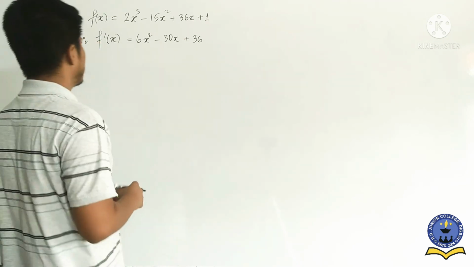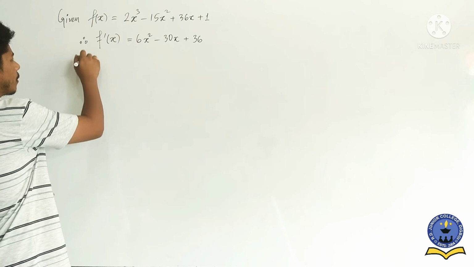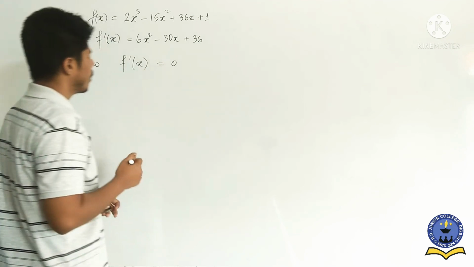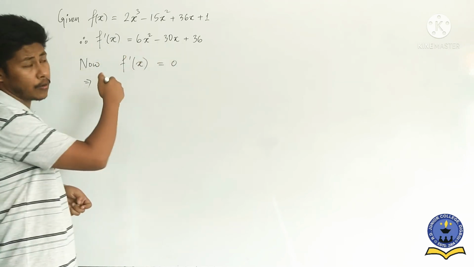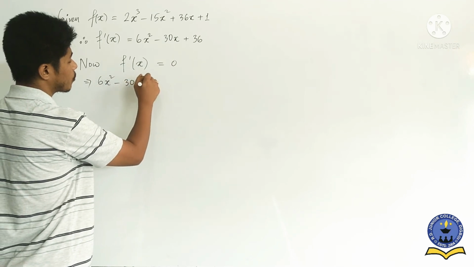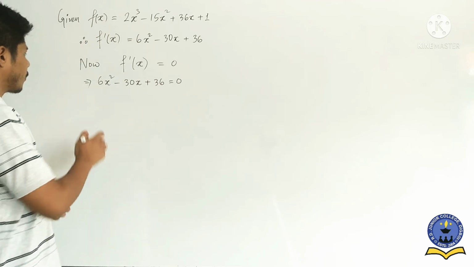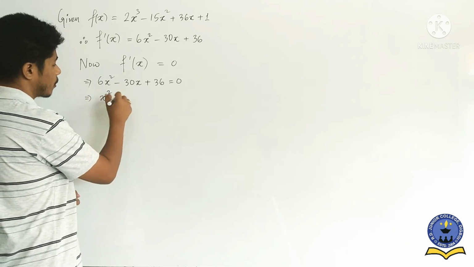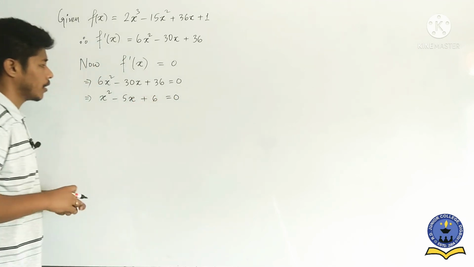So after finding the first derivative f dash of x, what do you have to do? This is a fixed rule: we have to write f dash of x equals 0. In place of f dash of x we put this value: 6x squared minus 30x plus 36 equals 0. Now 6 is common, and easily we can cancel it. So what remains is x squared minus 5x plus 6 equals 0. Is it clear?